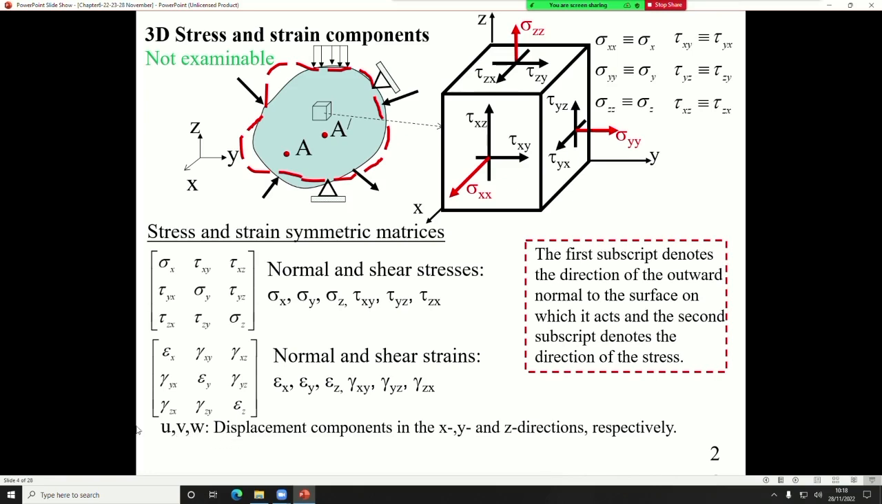In the majority of textbooks, they use U, V, and W for the displaced components in the X, Y, and Z direction, respectively. So this is not examinable, but it helps you to understand the rest of the slides. Any questions on slide 2? So we move on to slide number 3.